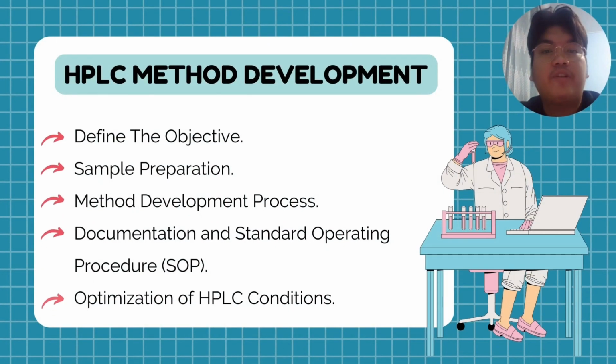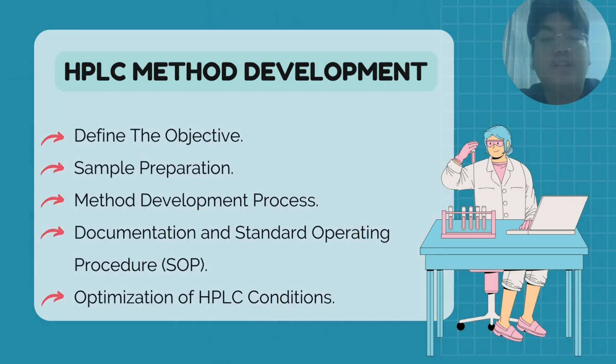Hello everyone, I'm CHRYSTALLEO and I will be explaining about HPLC method development. So there are 5 steps. First, define the objective. Second, sample preparation. Next, method development process. Next, documentation and standard operating procedure, SOP. And lastly, optimization of HPLC conditions.